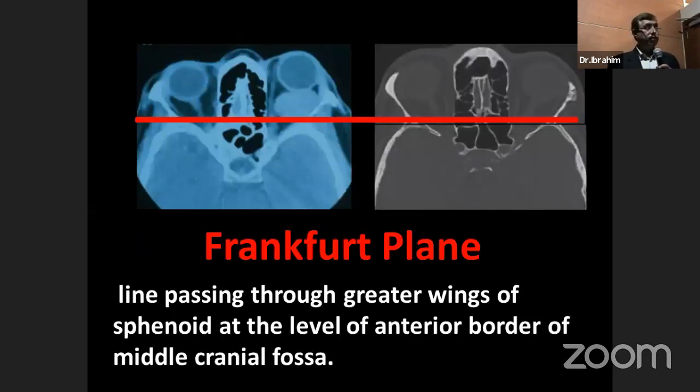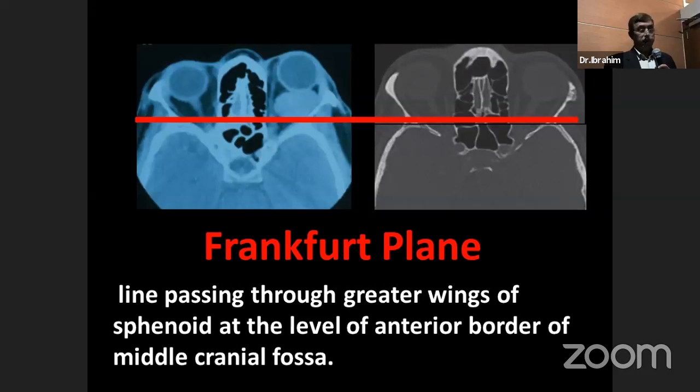There is something called the Frankfurt line or Frankfurt plane. This is the middle fossa, anterior edge. This is the greater wing of sphenoid. If you draw a line like this, here you are in the apex of the orbit. Here you are not in the apex. This is the most difficult part of the orbit to operate. Orbital apex. The rest here is easier than this one.